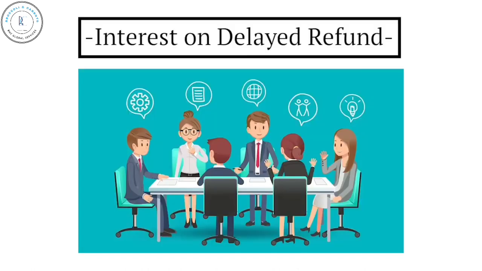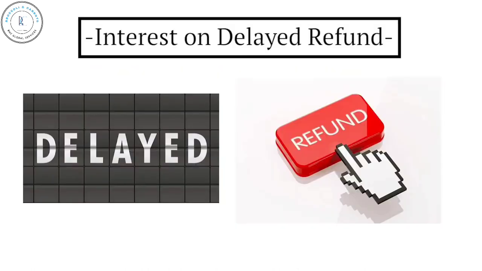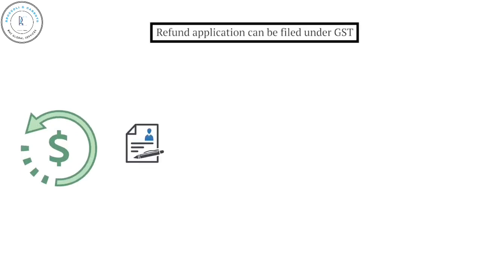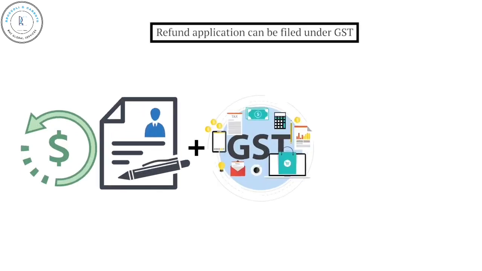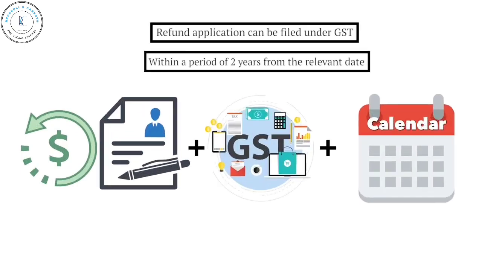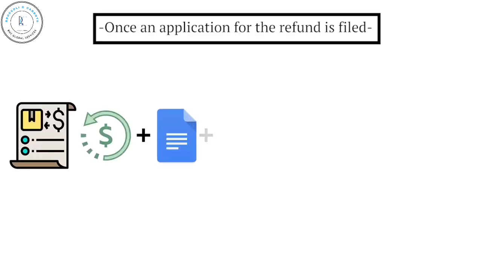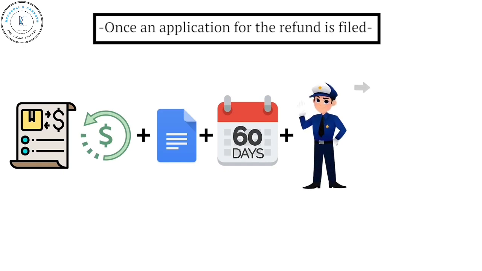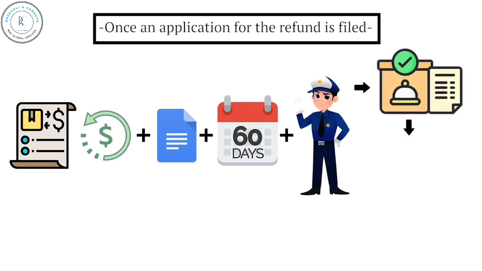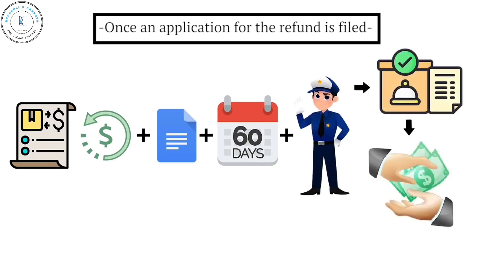Today we shall be discussing the concept of interest on delayed refund under GST. A refund application can be filed under GST within a period of 2 years from the relevant date. Once an application for the refund is filed, within 60 days the GST officer may issue an order if he is satisfied with the whole or partial refund amount claimed.